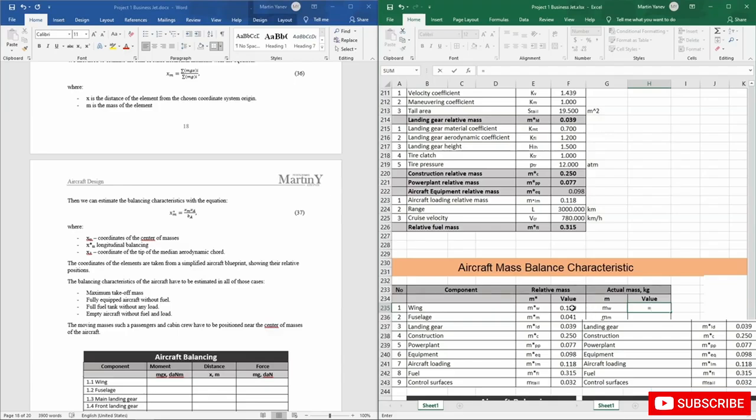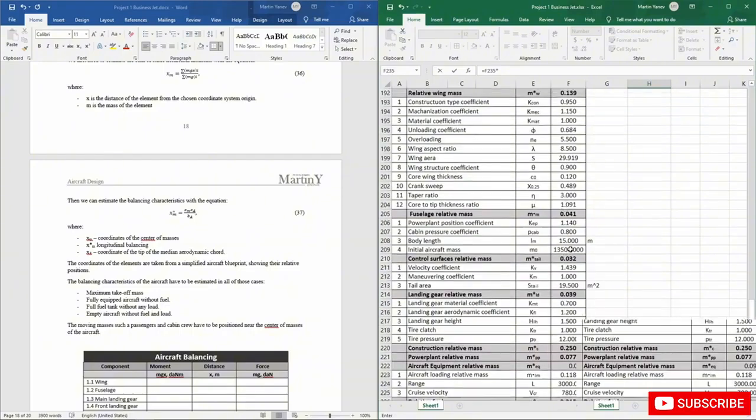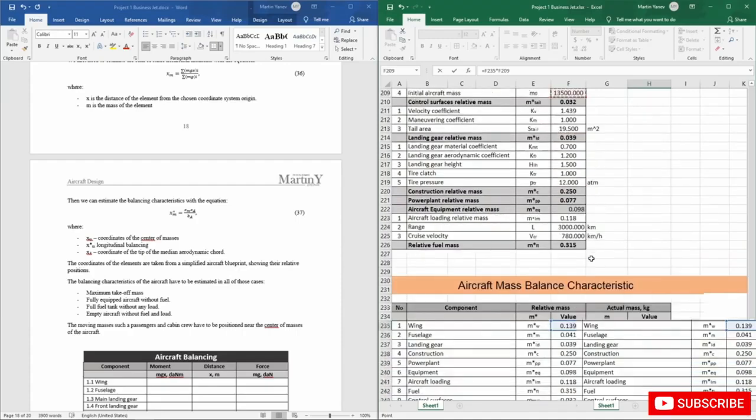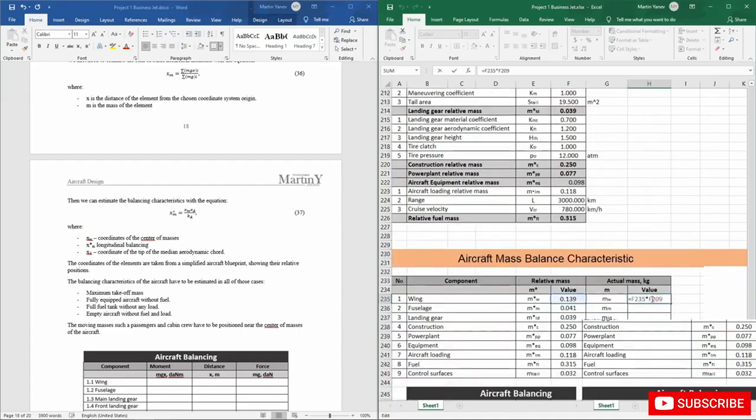So first of all, I will select the relative mass here, and obviously we need to multiply it by the total mass of the aircraft, which is this one, 13,500. So I will simply multiply them, and here I will just press a dollar sign. What this means is that when I drag this cell down, the dollar sign will prevent this value from changing. So it will always multiply the cell that is in the F column, but we'll keep the value of the mass. So I will press OK here, and here I will drag it, and these are actually all the masses of the aircraft.